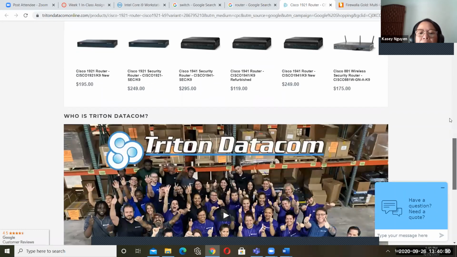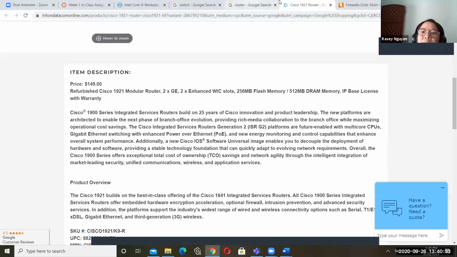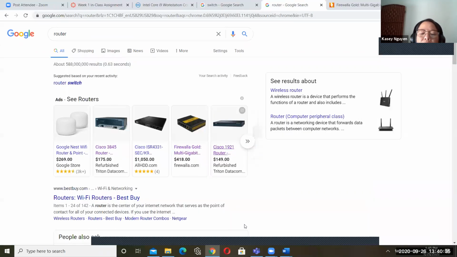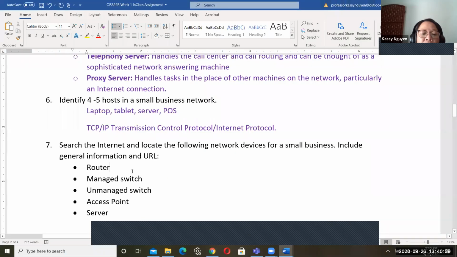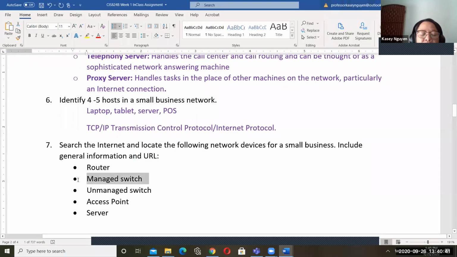Okay. Question? So in that part of the exercise, I just want you to find a router and a managed switch, and an unmanaged switch, which is a dummy switch. It's just switching back and forth. You can't really log into it and control it.